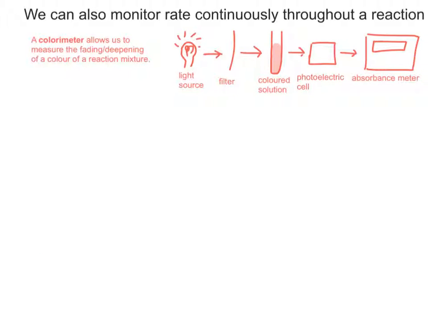So there's several techniques that we have available to us for monitoring rate continuously throughout a reaction. We can use colorimetry, which allows us to measure the fading or deepening of a colour of a reaction mixture by passing light through it and measuring how much absorbance of light is happening once the light has passed through the solution. And you'd plot time against absorbance in this case.